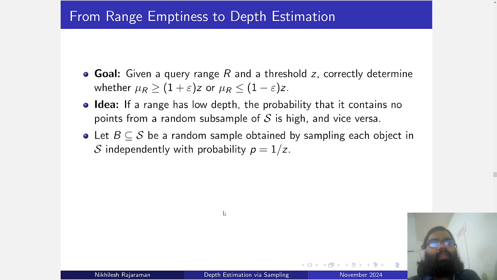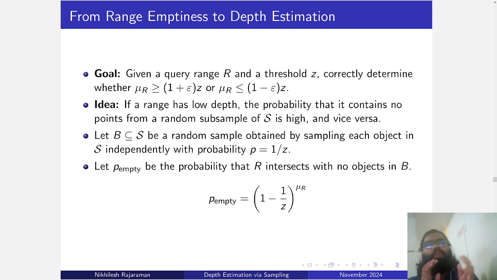Remember, again, z is the threshold that we want to answer this query for, whether the depth is greater than z or less than z. And this specific choice of probability is not really too important. We're just setting it to 1 by z to make some of the later calculations cleaner. That's it.